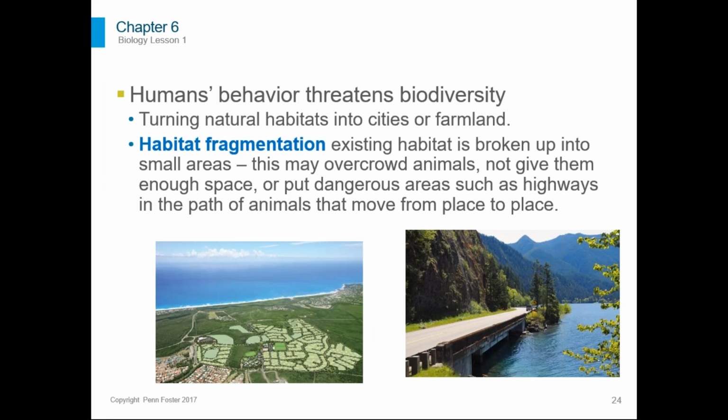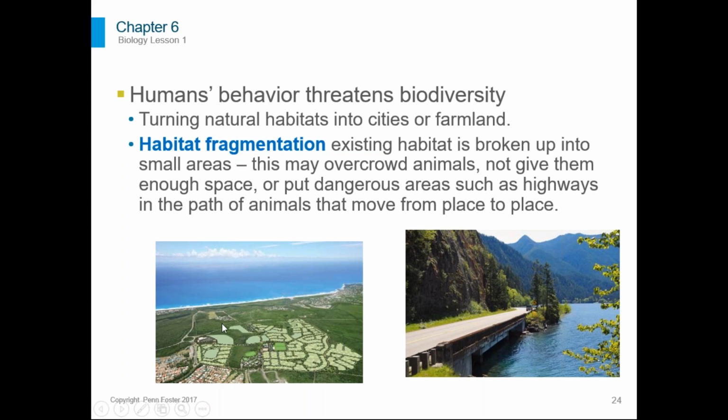So even though we know biodiversity is important to humans, humans do many things to threaten the biodiversity of the ecosystem around us. So one way that we do that is to alter habitats, turning natural habitats into cities or farmland. This drives out many species. It can cause them to go extinct, and it also can result in habitat fragmentation, which means that there is existing habitat, but it's broken up into small areas. This may overcrowd the animals, not give them enough space, or put dangerous areas such as highways in the path of animals that move from place to place.